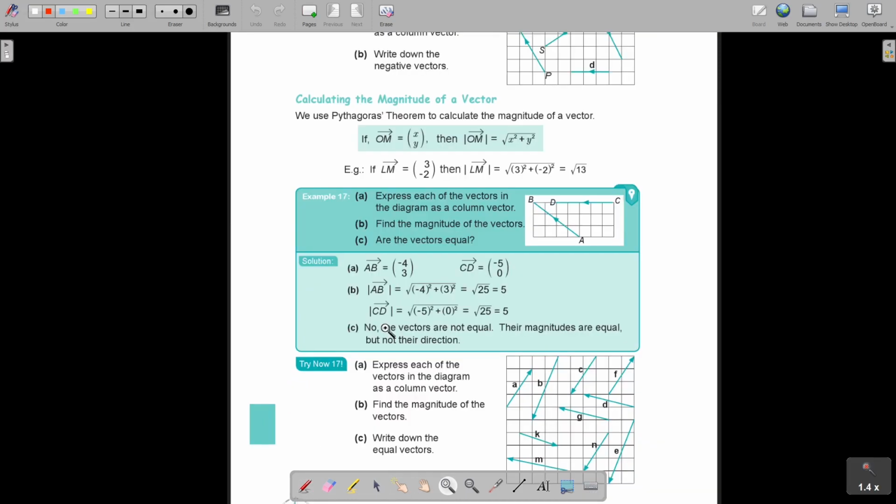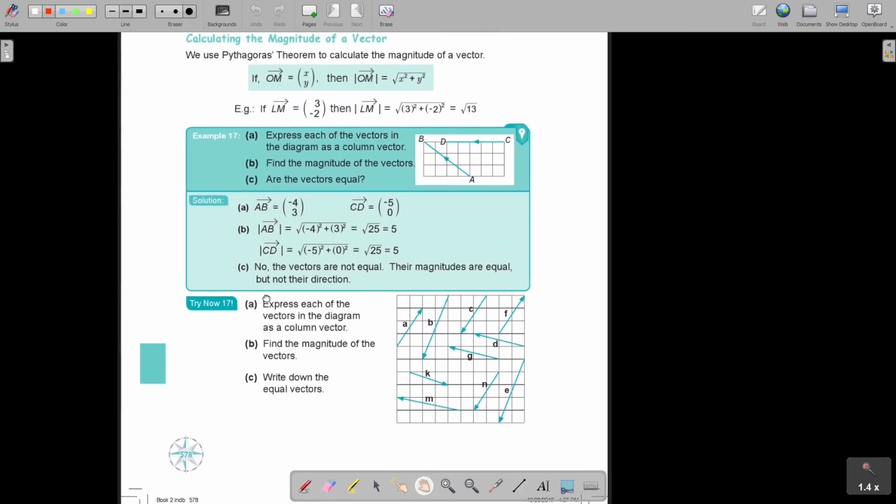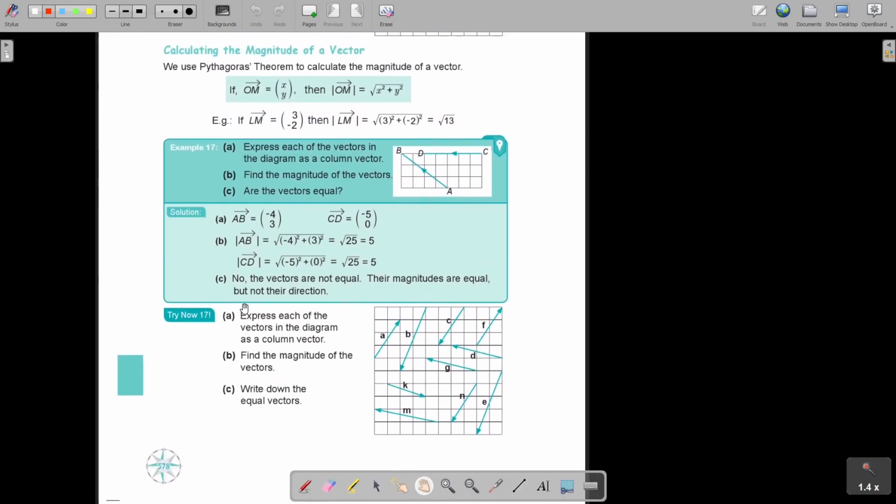Okay, let's just see where was magnitude. We are in book 2, part 2, page 578, and we are at example 17, how to find magnitude. So if I look at this, express each of the vectors in a column, find the magnitude of the vectors. So there is A, B, and if I find the magnitude, I just square this one, and I add, and I square this one, and then I just take the square root. That is magnitude. It's coming from Pythagoras' theorem. So this one I square, this one I square, I add the result, and I take the square root. And that's all.